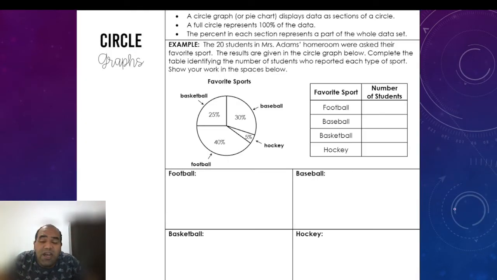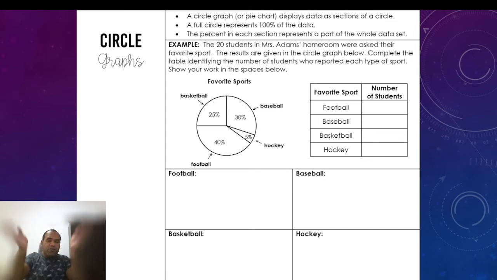Why? Because for the circle graph, we need to work using percents. Mister, how can I use this thing? Let me talk first about the circle graph, okay? And after we go ahead and work a little bit using this activity, okay? The circle graph or pie chart displays data in sections of a circle, okay?